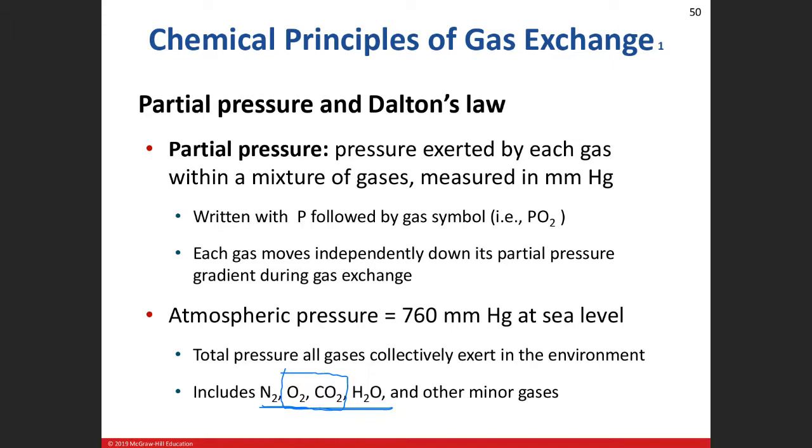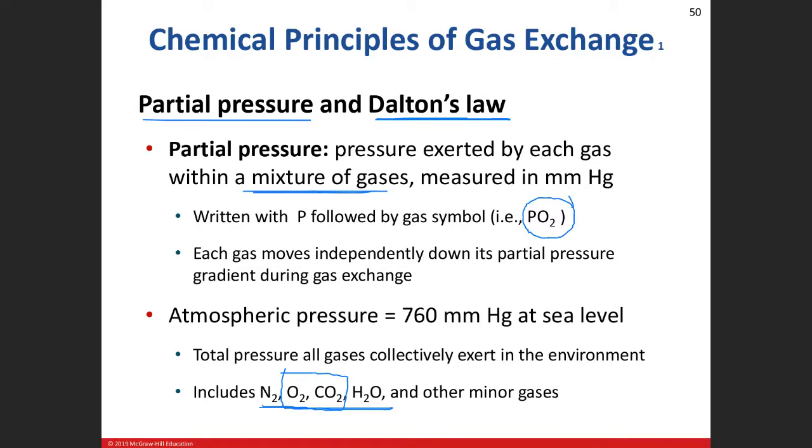So we're going to deal with two concepts tonight, partial pressure and Dalton's Law. In the previous parts of this chapter, you saw me referring to oxygen, but it had a P in front of it. Now we're going to talk about what that P represents. When we talk about the partial pressure of oxygen, the partial pressure of carbon dioxide, it is the pressure that these gases are exerting when they're in a mixture with other gases. So in this room, we talk about the partial pressure of oxygen.